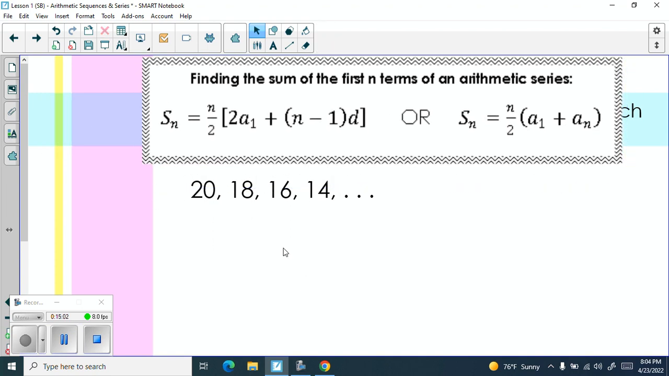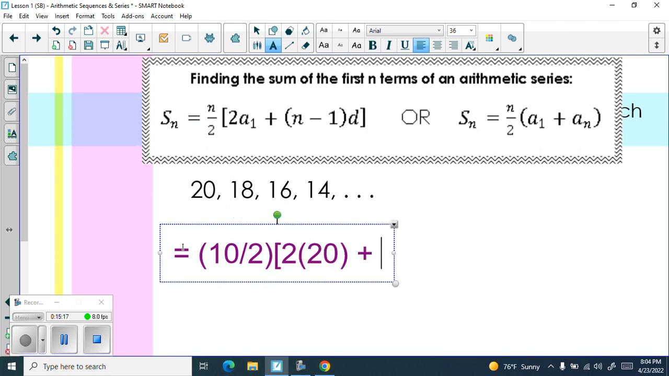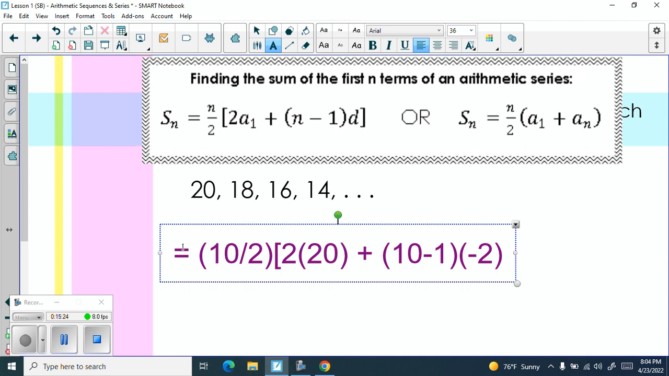All right. So what we're going to do, we're going to find the sum of our first 10 terms. So that means we're going to do 10 divided by 2, okay? And then we're going to multiply 2 times our first term, 20, plus 10 minus 1 times our common difference. And this time you'll notice we're going down by 2.